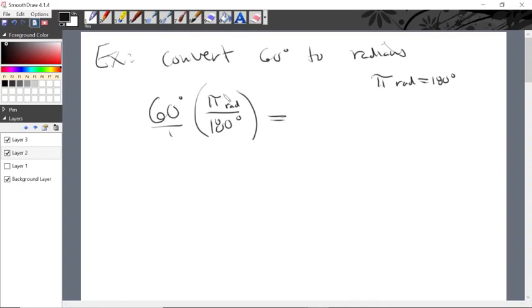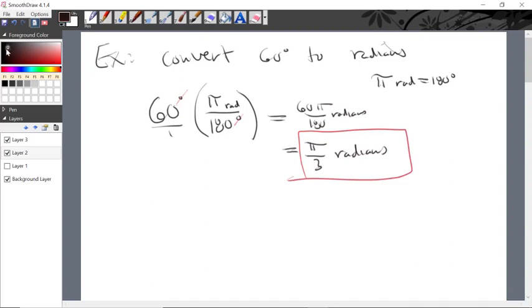60 degrees times pi radians over 180 degrees then. Okay, so we get to cancel degrees with degrees. We'll be left with radians. We multiply straight across, you get 60 pi over 180, and that's the amount of radians. And then we can reduce, and this reduces to pi over 3 radians. So 60 degrees is the same as pi over 3 radians.